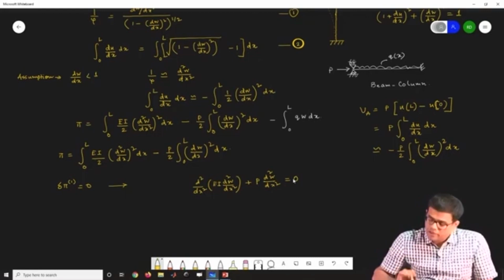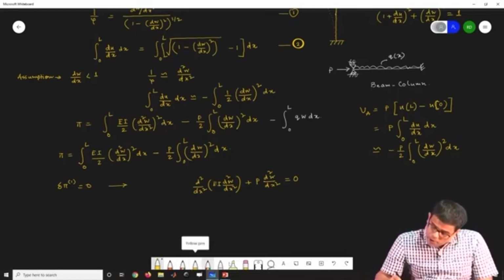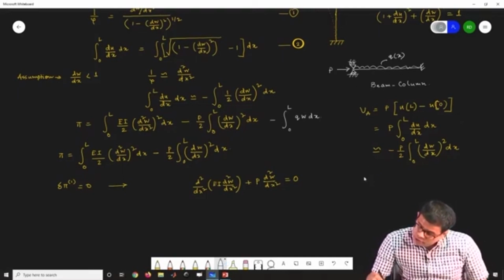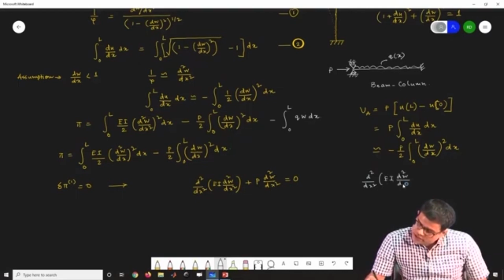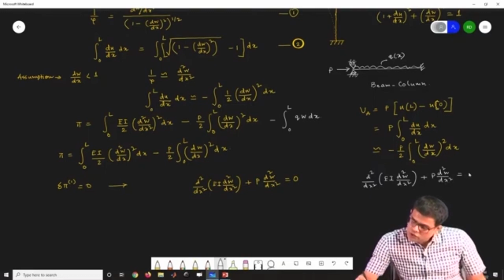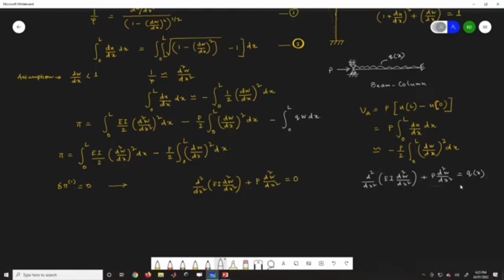Now, if I consider the beam column, then obviously there will be qx here. So, let me also write for this, the white one is for the beam column: d2 by dx square EI d2w by dx square plus P into d2w by dx square equals qx. So again, superposition is not valid here, but I will come to this later.